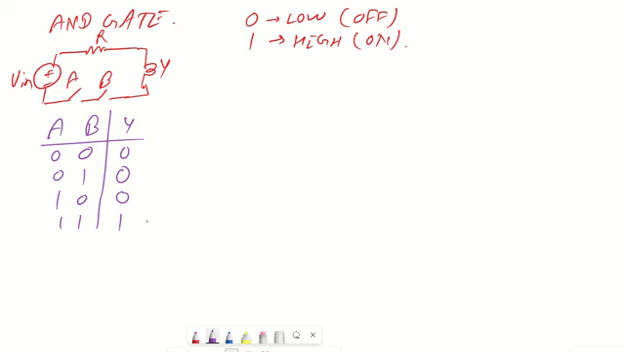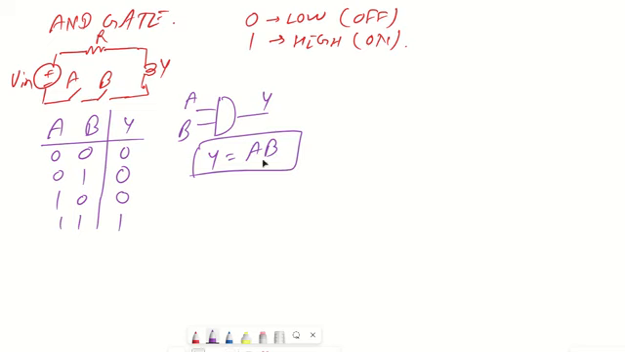Now the AND gate is represented like this. This is my A, B, and this is my Y. The expression is Y is equal to AB. So it is a multiplication of A and B. Now let us say on the input side we have 1 0 1 0, like that. This is my V input, and accordingly you will see your output will also follow.